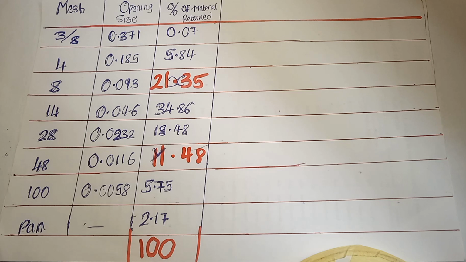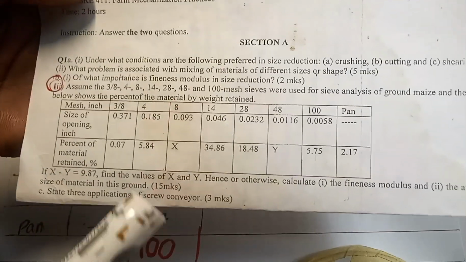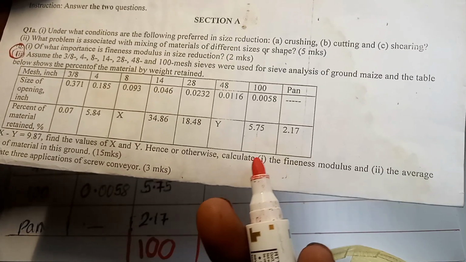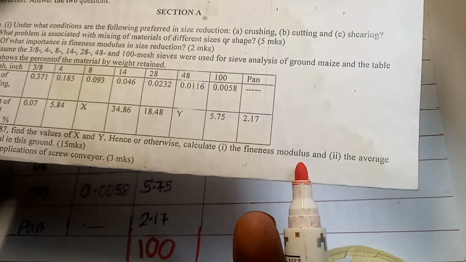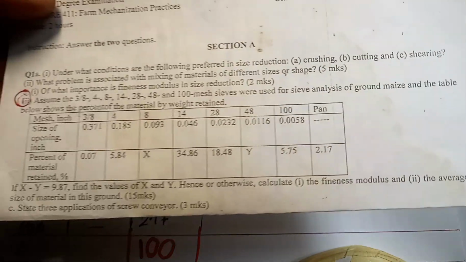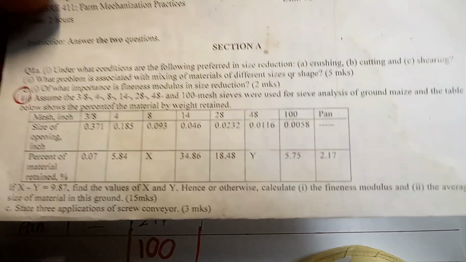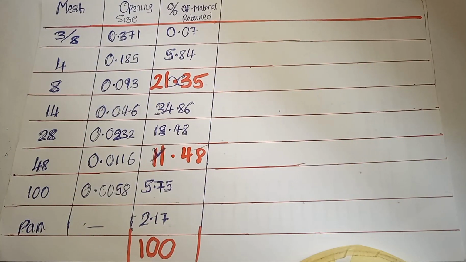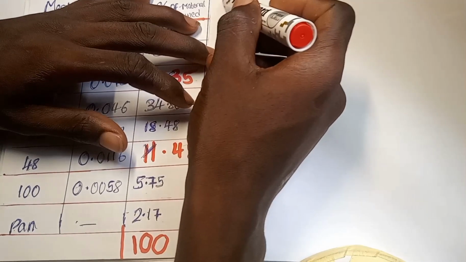So the next question says that we should calculate the fineness modulus. How do we calculate the fineness modulus? Don't forget, in my previous video on fineness modulus, I told you that the formula for fineness modulus is the sum of the weight by fraction over 100. Let me call it FM.